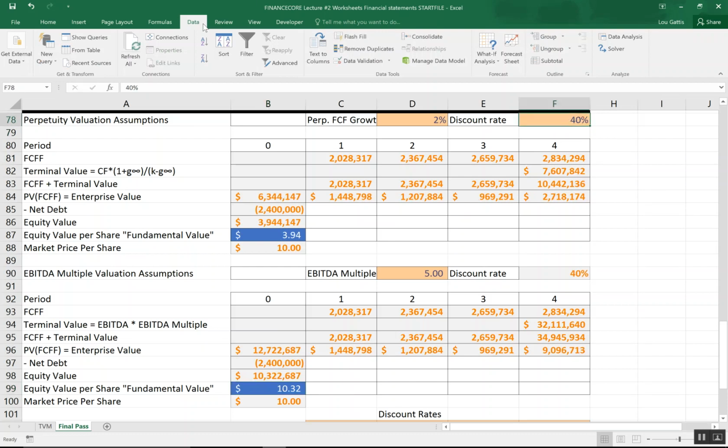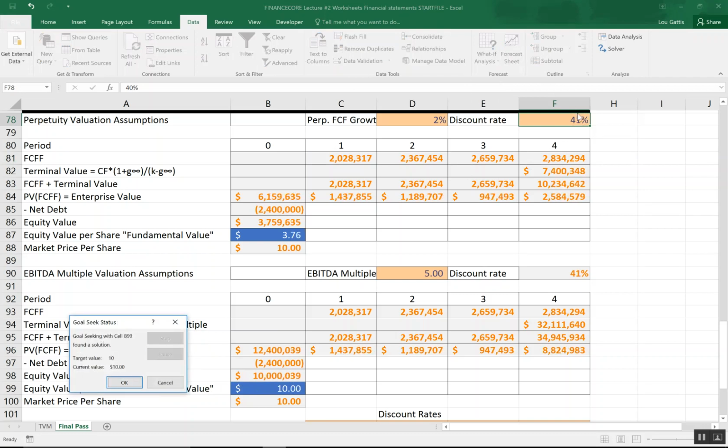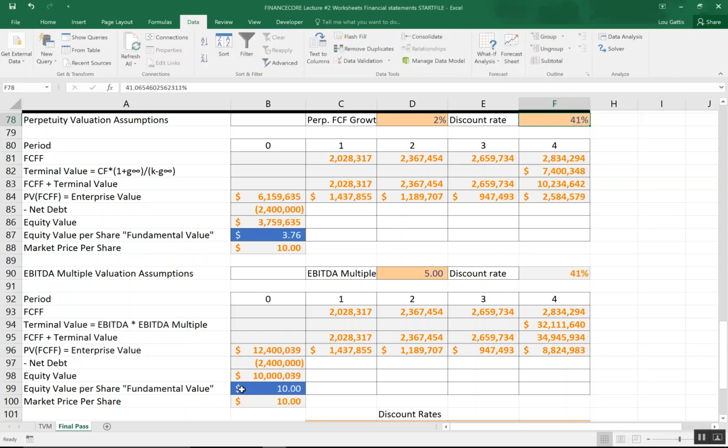So what I can do is do Data, What If, Goal Seek. And it says set cell. I want to set this to $10 by changing the discount rate. And when I do that, I get 41%. At 41%, this stock is fairly priced. In other words, at a $10 stock price, the only discount rate that makes the valuation also $10 is 41%. So I must be getting a 41% return.